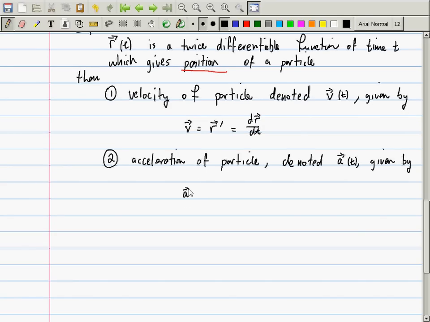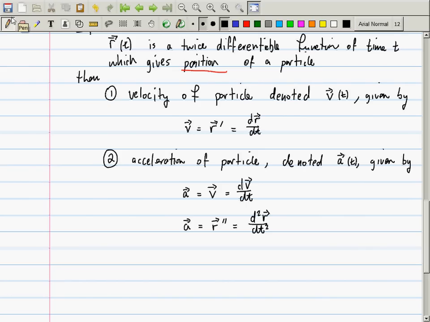Acceleration is the derivative of velocity, which is to say it is dv dt. Alternatively, you could say that it's exactly equivalent. Acceleration is the second derivative of position, which is the second derivative, d squared r dt squared. Okay, so any questions about these things?